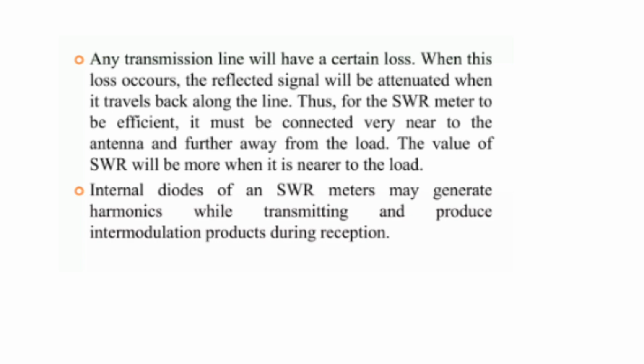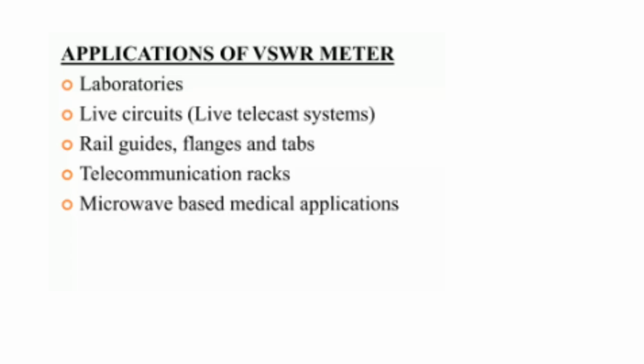The internal diodes of an SWR meter may generate harmonics while transmitting and produce intermodulation products during reception. And the applications of the VSWR meter: it is used in laboratories and live telecast systems, waveguides, flanges and taps, telecommunication tracks and microwave based medical applications.